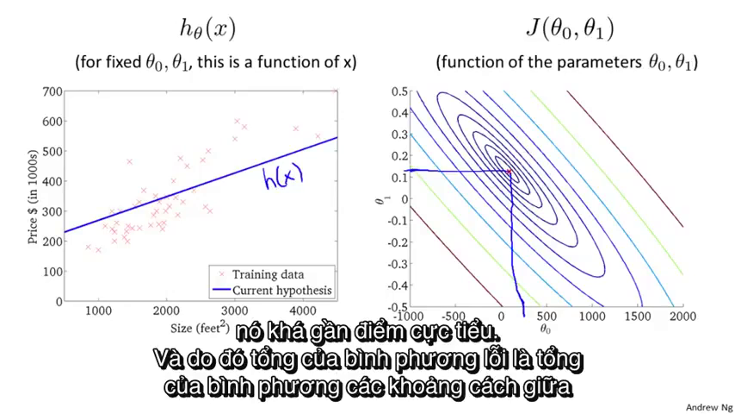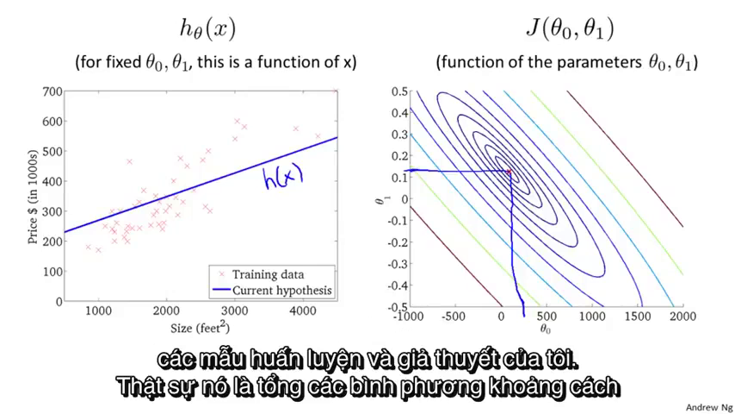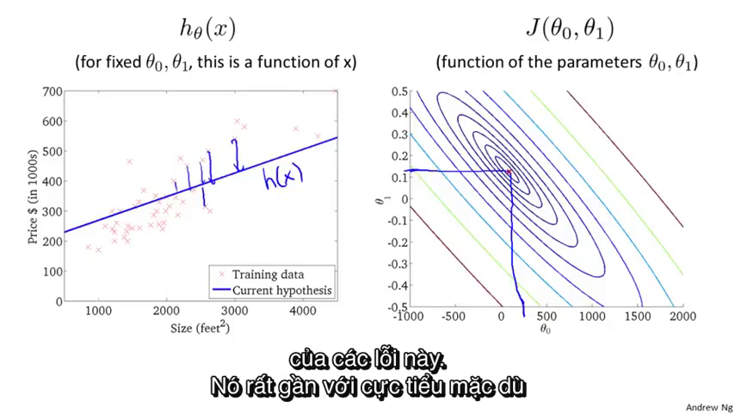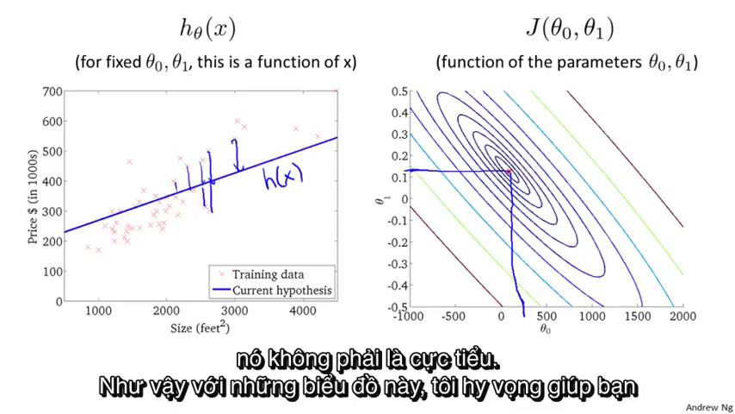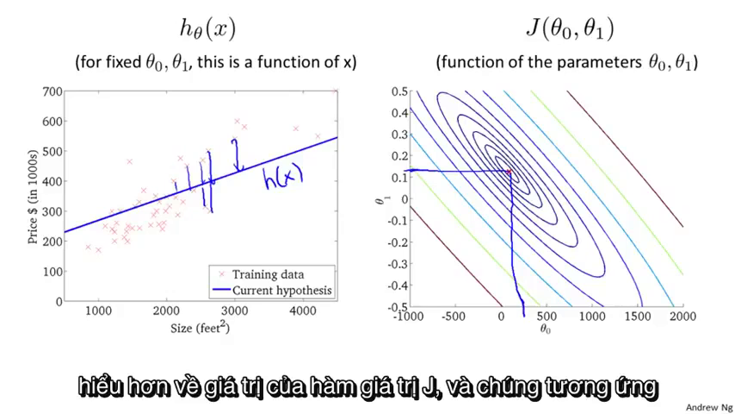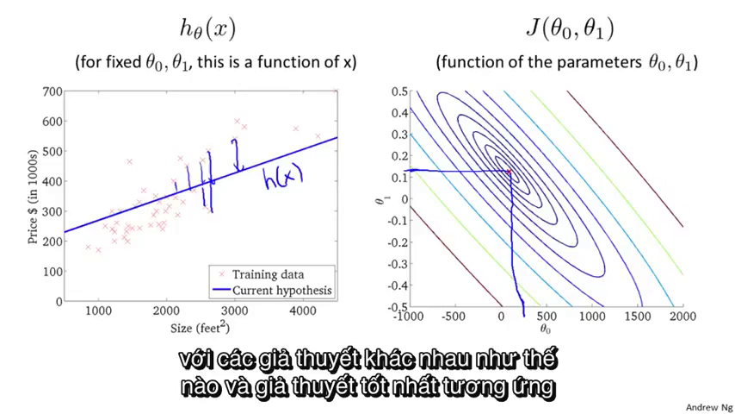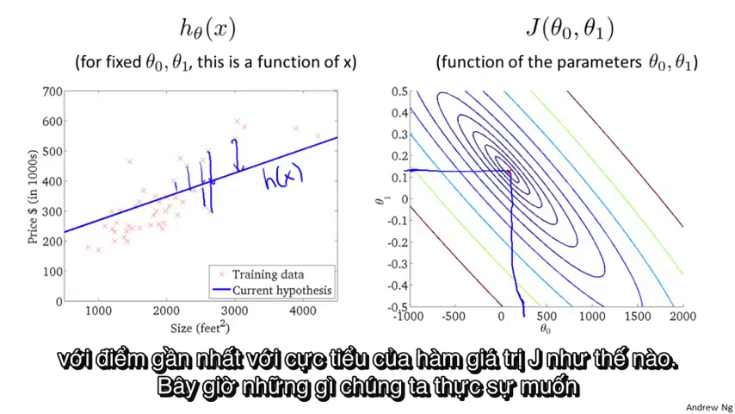And so the sum of squared errors, the sum of squared distances between my training examples and my hypothesis, that's a sum of squared distances of all of these errors. This is pretty close to the minimum, even though it's not quite the minimum. So with these figures, I hope that gives you a better understanding of what values of the cost function J are, and how that corresponds to different hypotheses, as well as how better hypotheses may correspond to points that are closer to the minimum of this cost function J.